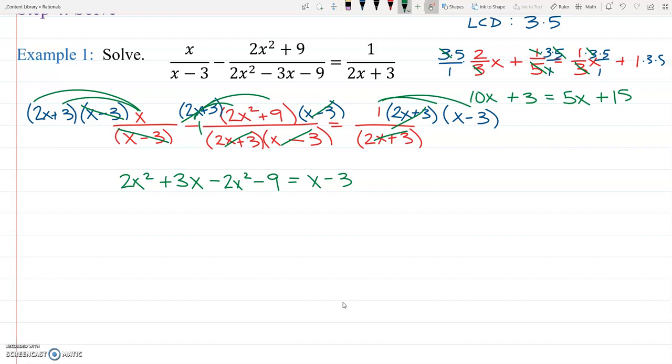All right, but this technically is not a quadratic. You see why? Because when I combine like terms, my 2x squared and my negative 2x squared cancel each other out, gone. Yay! Now we don't even have to mess with the quadratic stuff. But there is one question in your assignment, I believe it's number 5, where you end up having to solve a quadratic. So you're either using quadratic formula or factor.